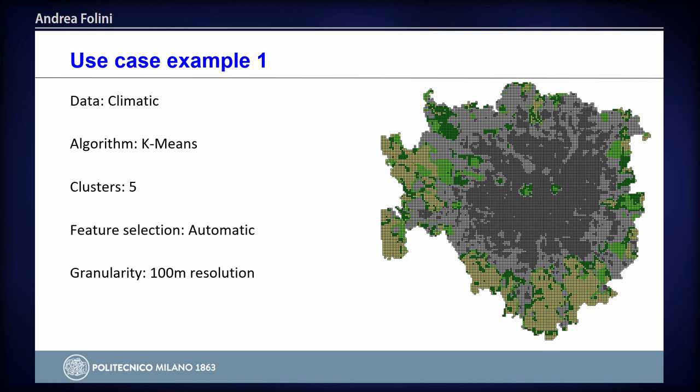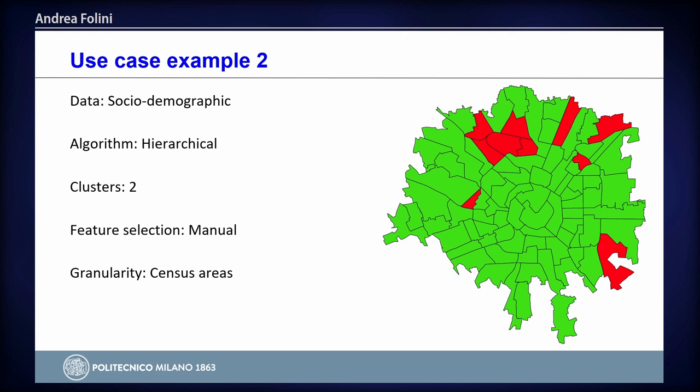While the second use case is done on socio-demographic data, and in particular manually selected features, which are on the employment and education of young people. Here the goal was to identify the outlier neighborhoods in the city on those attributes. This is why we chose to select only two clusters to separate the farthest points, and also the reason why we use hierarchical clustering, since it is more suited for the task of identifying outliers. As we can see from the map, the highlighted clusters are the neighborhoods which are among the most fragile in the city.